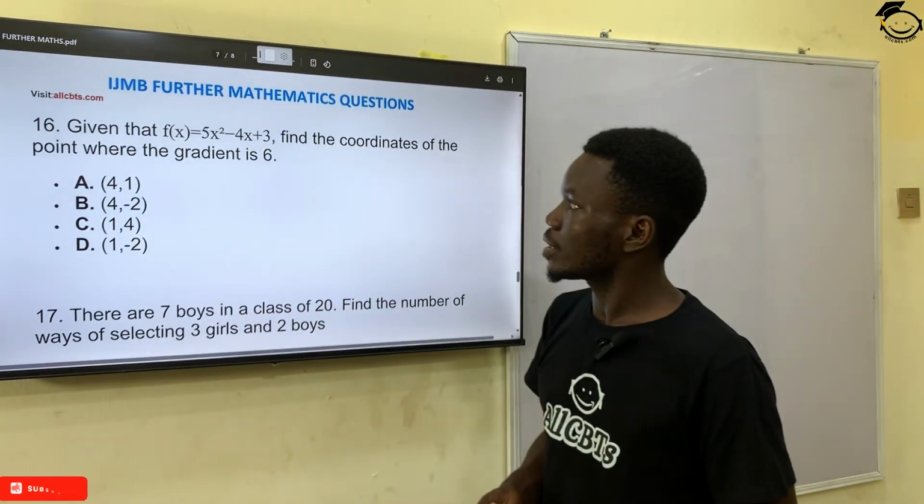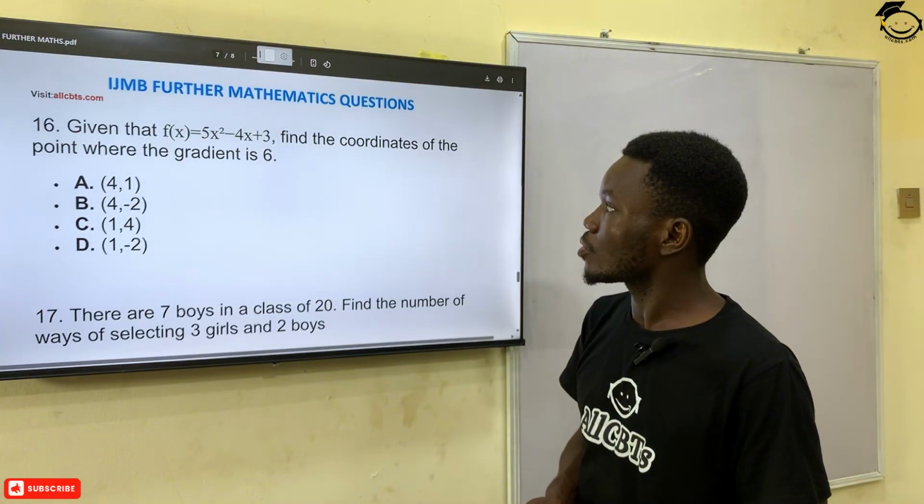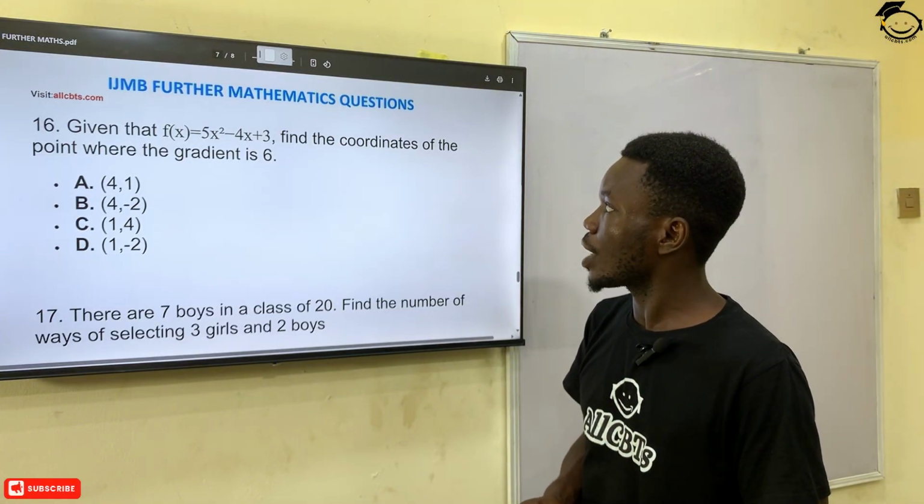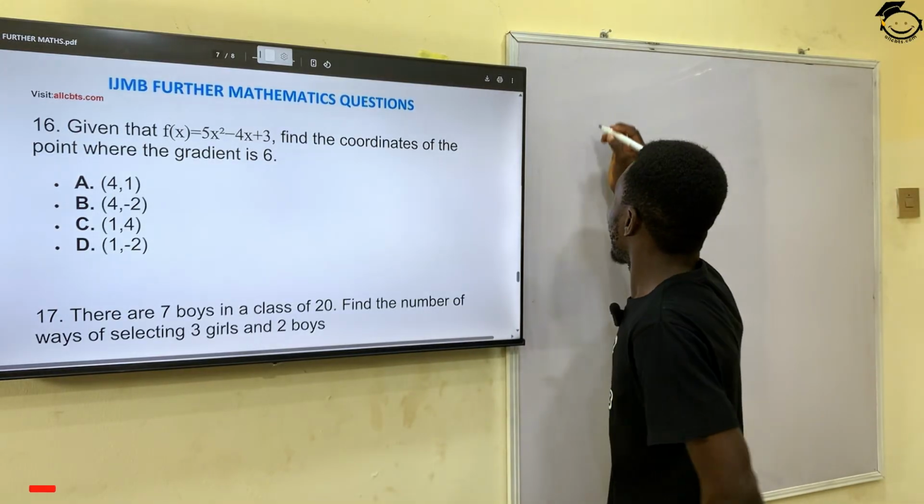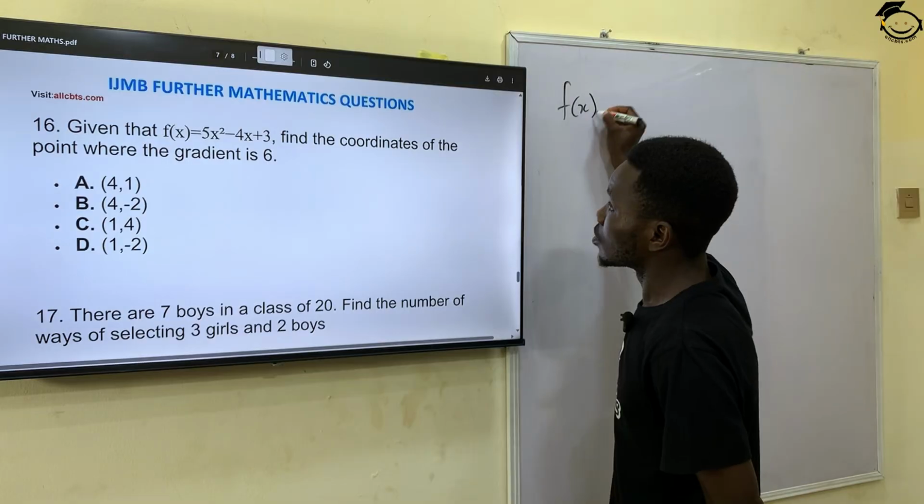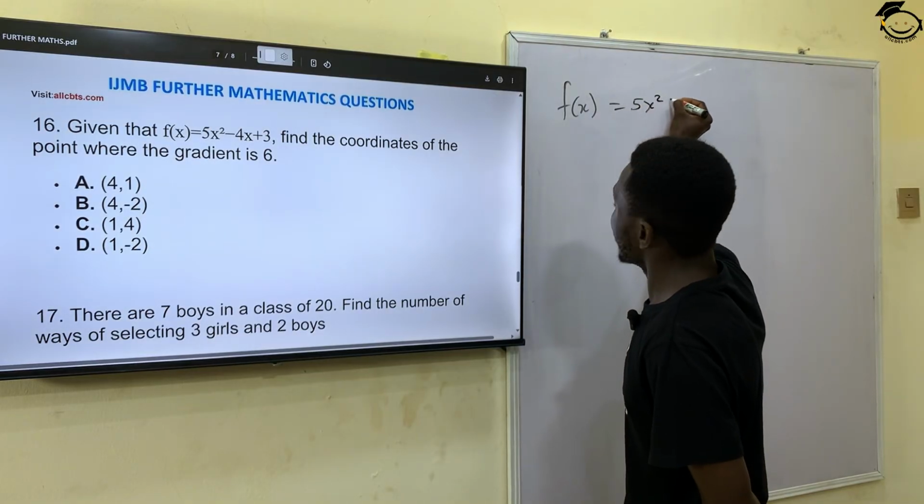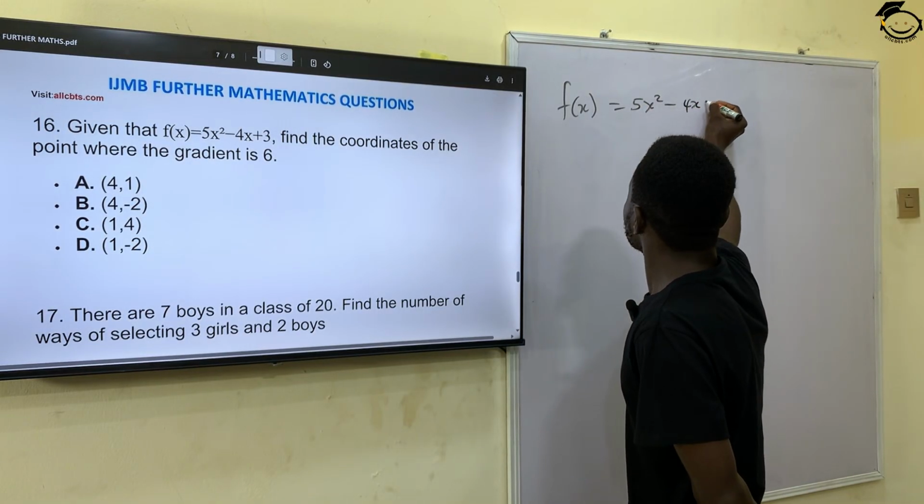So question number 16 says, given that f of x is equal to 5x squared minus 4x plus 3, find the coordinate of the point where the gradient is 6. So I have my f of x to be equal to 5x squared minus 4x plus 3.